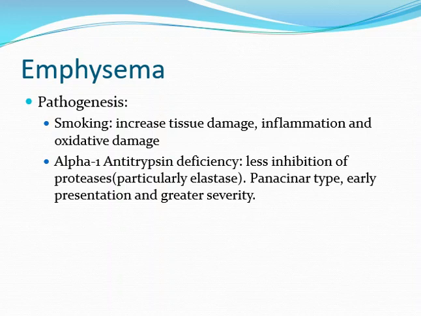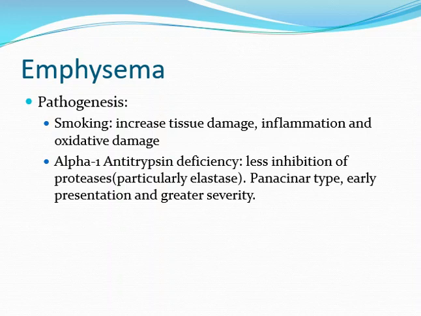Emphysema is irreversible enlargement of the air spaces distal to the terminal bronchiole, accompanied by the destruction of their walls. Talking about the pathogenesis of the disease, smoking is the triggering factor, and it induces tissue damage, inflammation, and oxidative damage. And talking about genetic predisposition, in about 1% of the patients with emphysema, alpha-1 antitrypsin deficiency is seen.